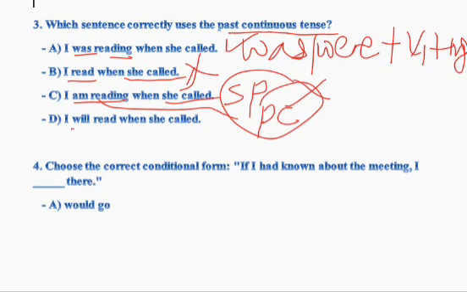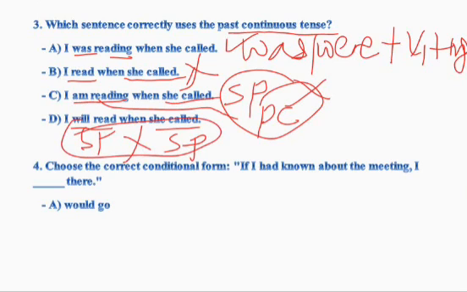Here I will read: simple future tense, "when she calls." Simple past, so that this also doesn't go together. The answer is therefore A. The right answer is A, which says, "I was reading when she called."